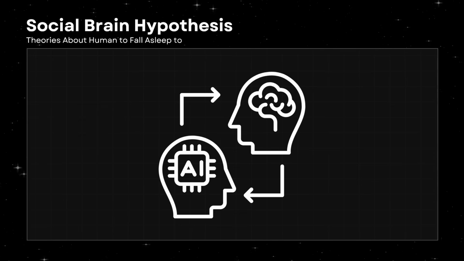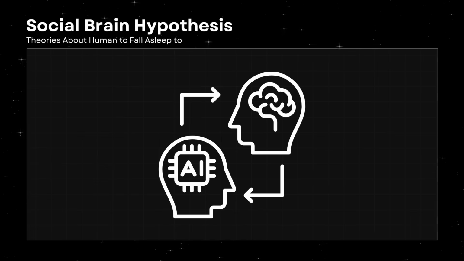The key part of this theory is that social life, not just tool use or hunting, drove the growth of the brain. Scientists who study this idea often look at brain size in primates. They found that species living in bigger, more stable groups tend to have larger brains, especially in areas linked to social thinking. These include the prefrontal cortex, which helps with planning, self-control, and understanding others.